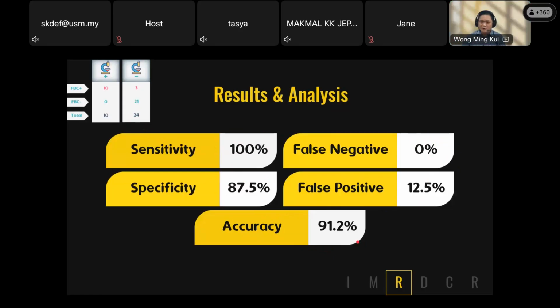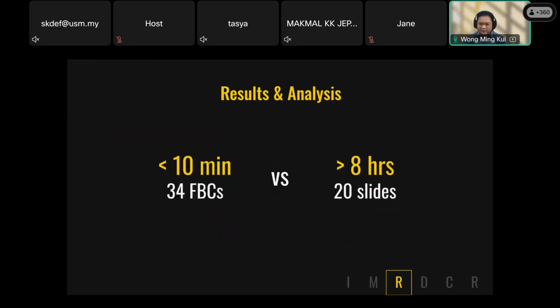So this is on completely unseen data that the model has never seen before. It is, in my opinion, a very good achievement. It has done surprisingly well. And again, the 34 FBC analysis, the duration it took to analyze 34 FBC is less than 10 minutes. The model is actually very fast. 34 FBC in 10 minutes.